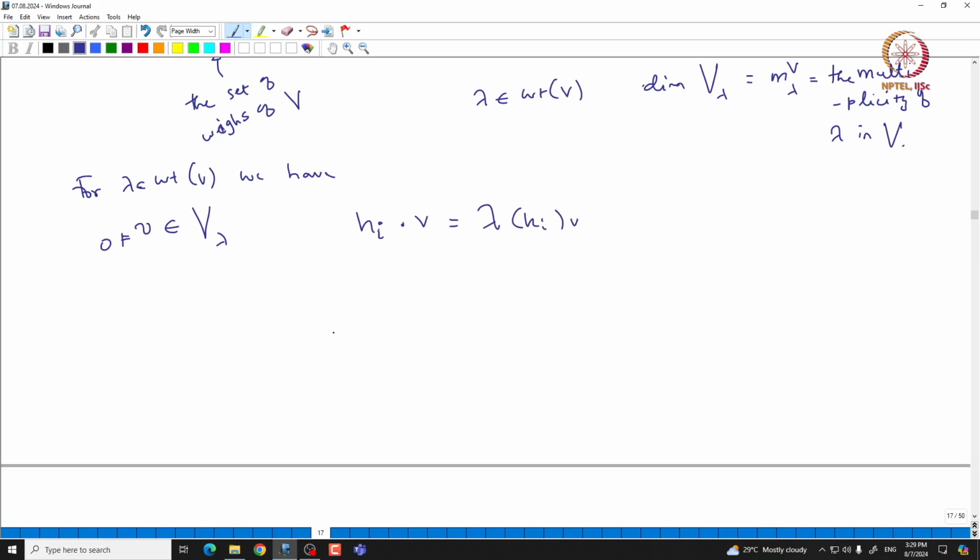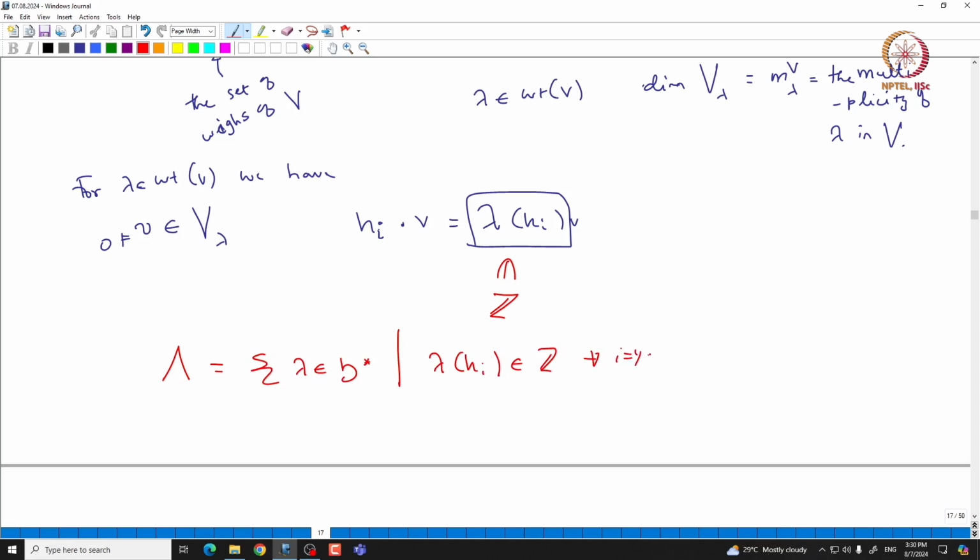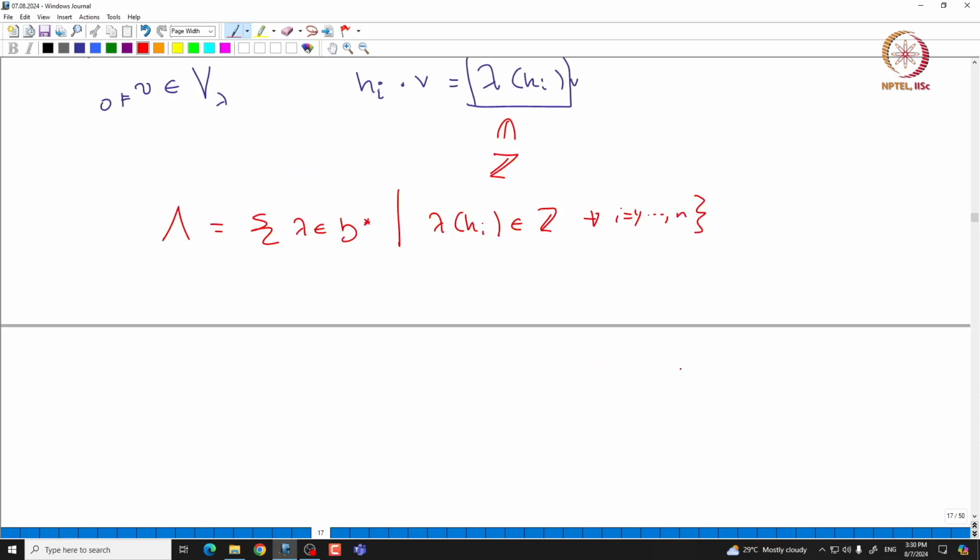Okay. Since all the eigenvalues of Hi are integers, we can conclude that these values lambda of Hi are indeed integers. Basically, we are not interested in general forms from H star. We are interested in the forms for which lambda of Hi must be integers. They are called integral weights. Okay. So, let us define capital Lambda as those lambda in H star such that lambda of Hi is an integer for all i ranging from 1 to n. Indeed, what we proved is that if V is a finite dimensional G module, then the weights of V form a subset of Lambda. This is the immediate corollary.